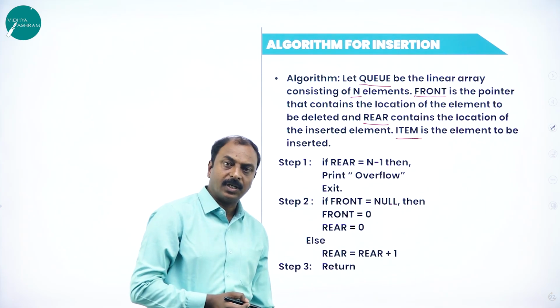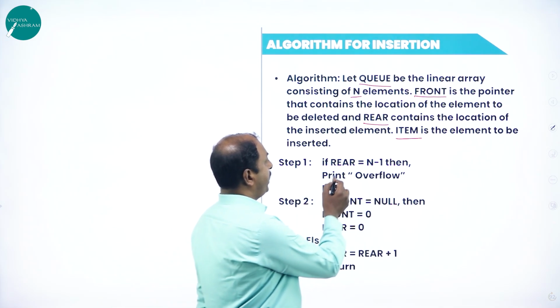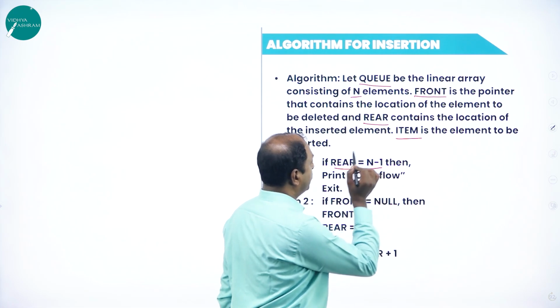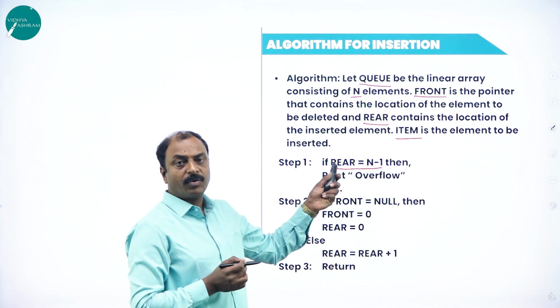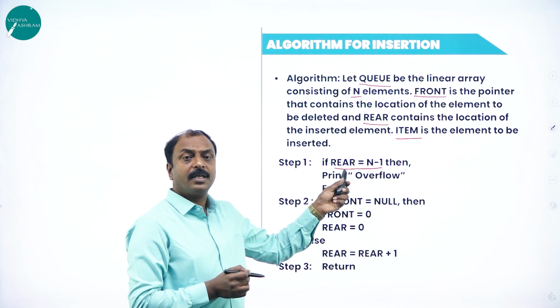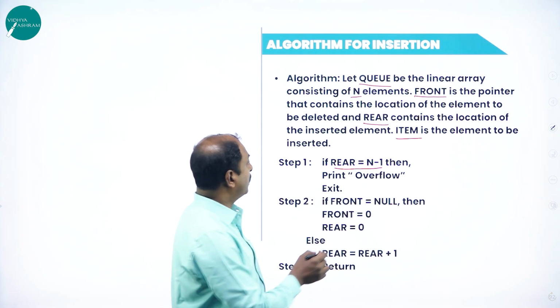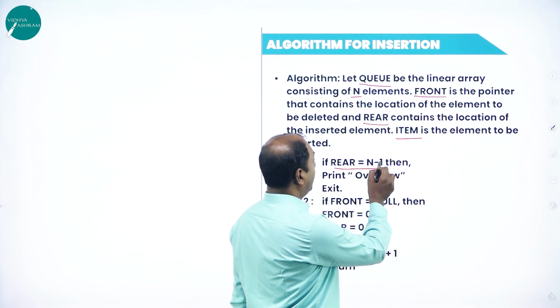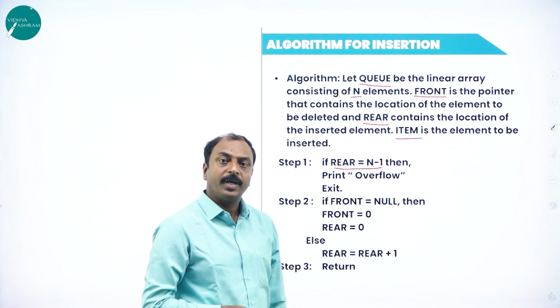So now let us see the logic, or algorithm, for this. Step 1: if rear equals n minus 1. Here rear is the pointer where we are going to insert one more element, or it points to the last element of a queue. Suppose the rear pointer equals n minus 1. What is n minus 1? That is the last index of a queue.